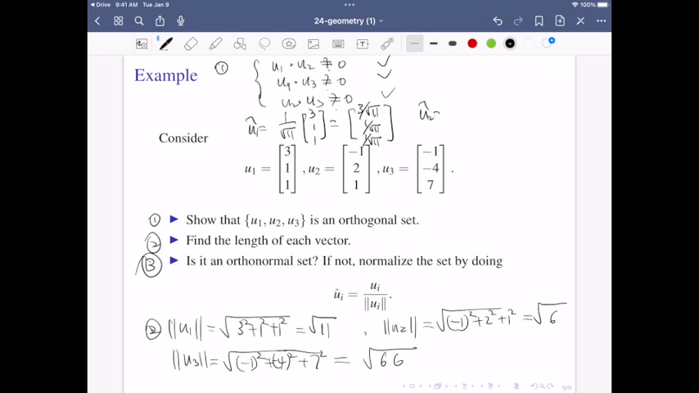And U2 is also the same, and U3 is also the same after normalization. So you need to divide each entry of the vector by its length to get an orthonormal set.